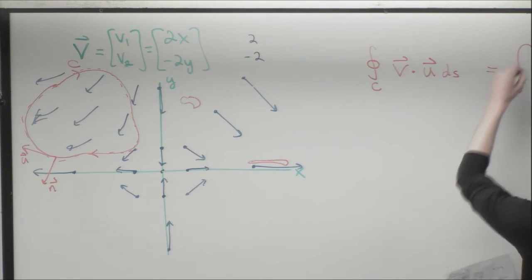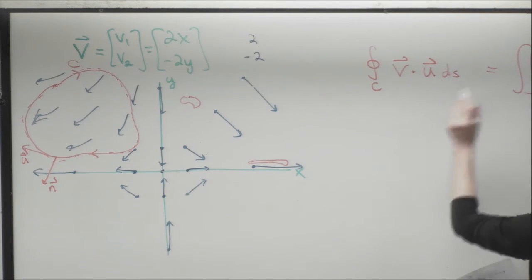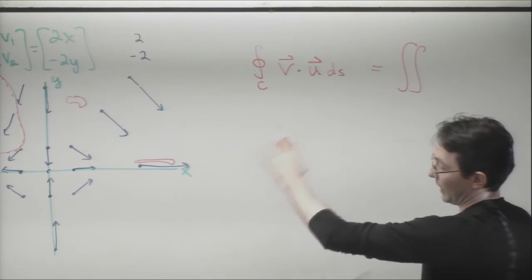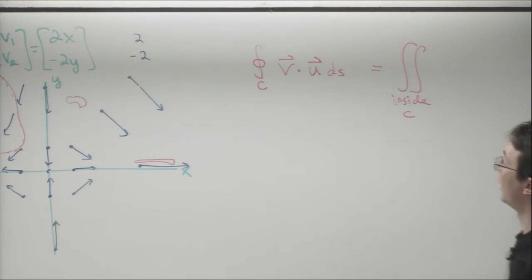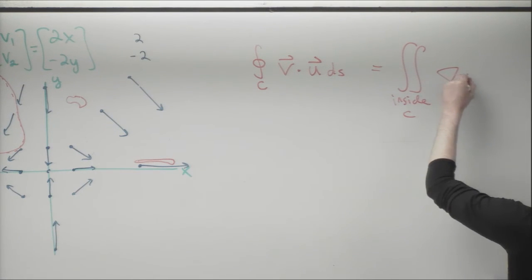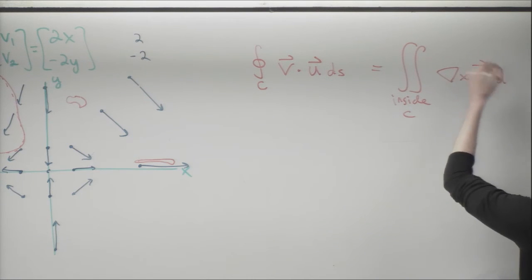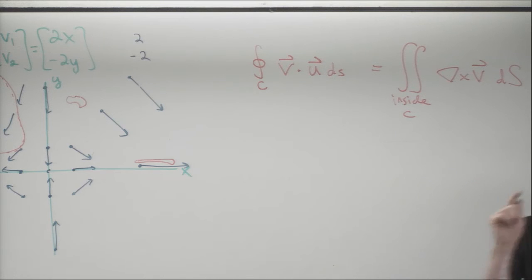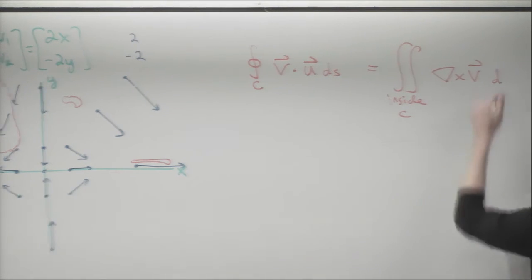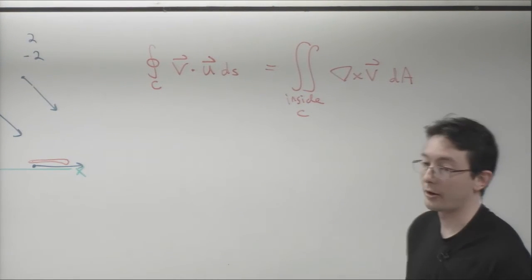What that tells me is that this is equal to the area integral inside C of the curl of V times some larger surface patches, dA, if you like. But what do we know about the curl of this vector field?